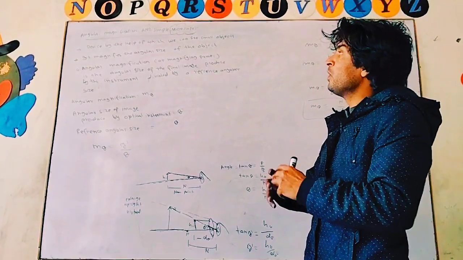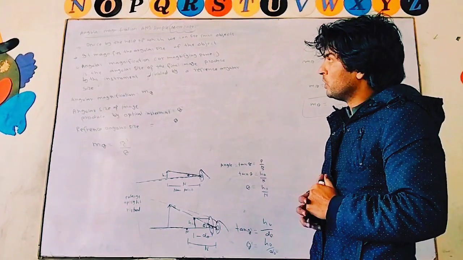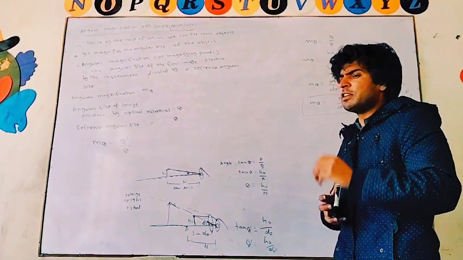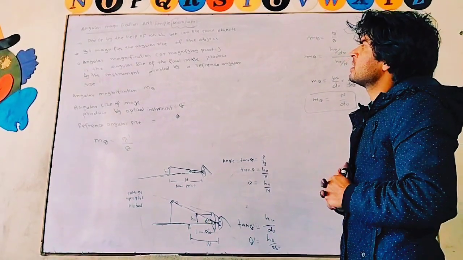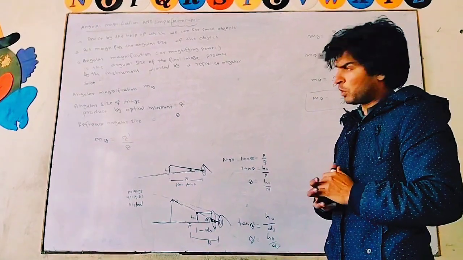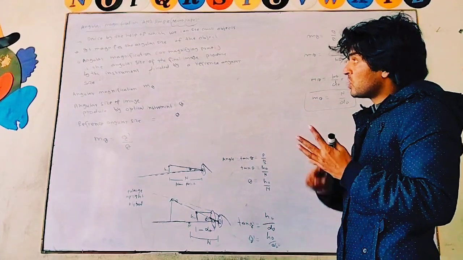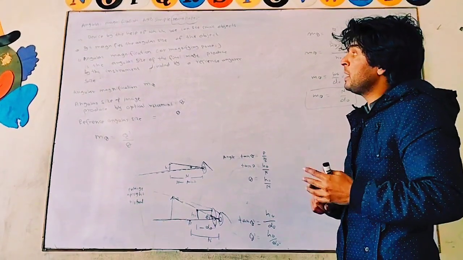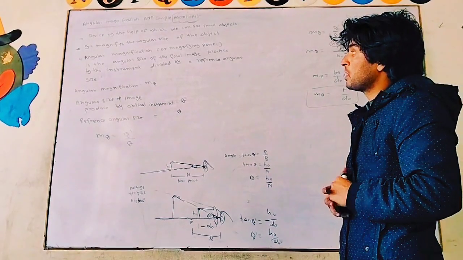The angular size that the microscope is magnifying: we have to say the angular magnification is not the same. Angular magnification is the magnifying power. It is the angular size of the final image produced by the instrument.